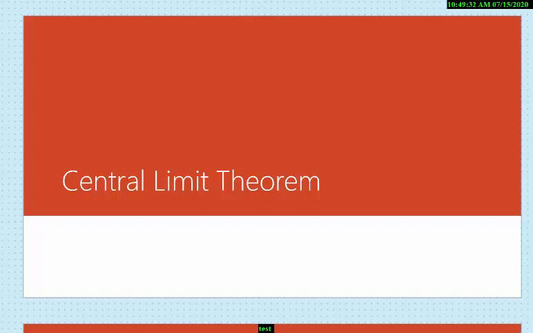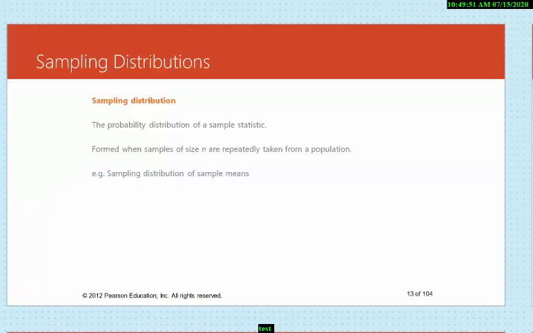Okay, so the first thing that we need to make sure that we understand is that the central limit theorem is applied when we use sampling distribution. So for now, we will be focusing on sampling distributions of sampling means, just in case that we get confused. So sampling distributions of sampling means, exactly as I explained before.